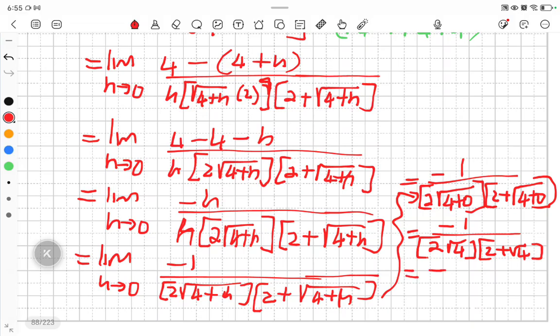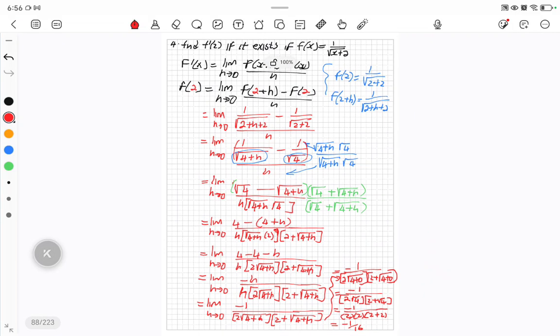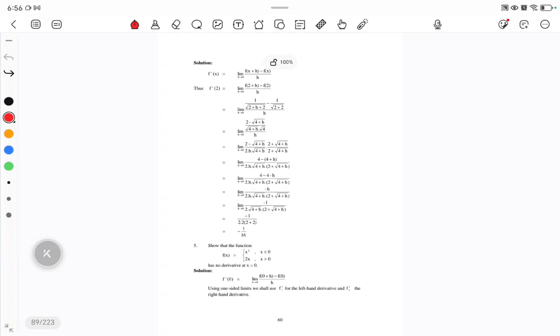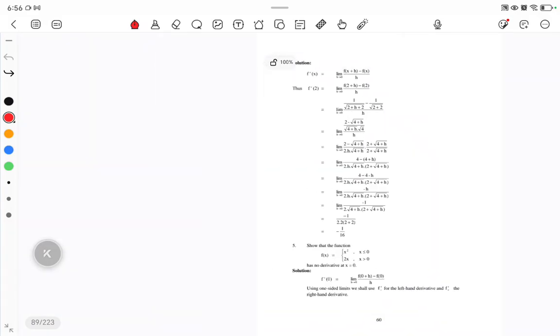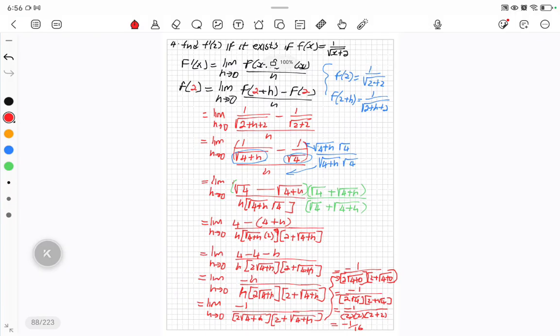And this would be minus 1 over 2 by 2 times 2 plus 2. And that will be minus 1 over 16, because it's 4 times 4. And if we check here, it's like that. You see, right? Then that will be the solution.